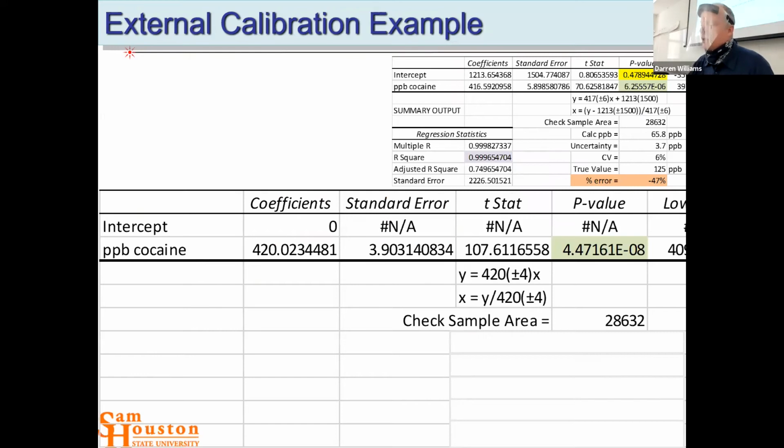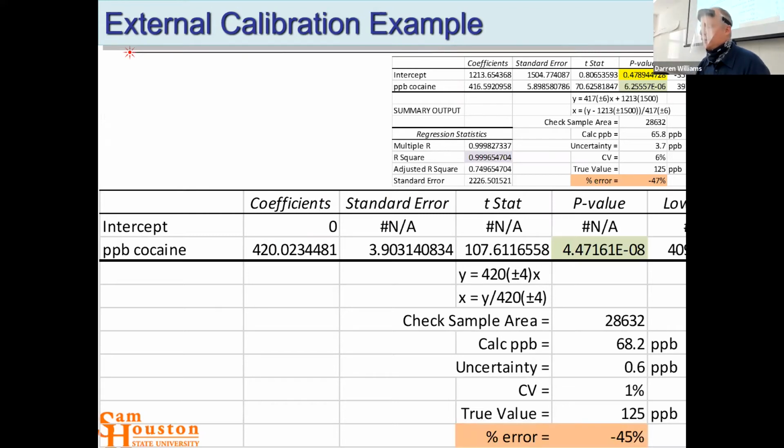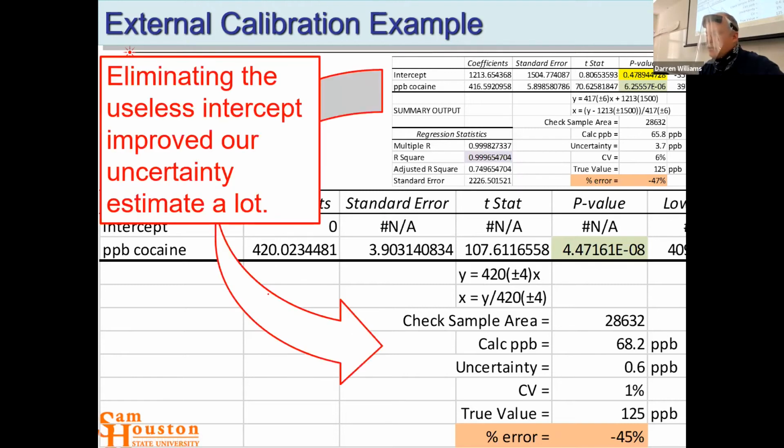So I'm just showing again that propagation of uncertainty for the M value is a little easier. If we get rid of the B, then we just have this Y over 420. And so just getting rid of that useless intercept improved our uncertainty.